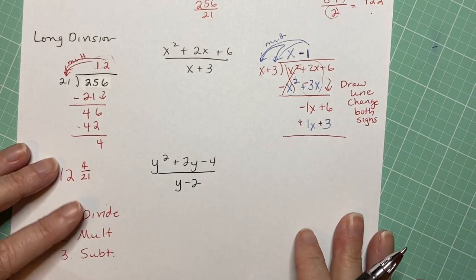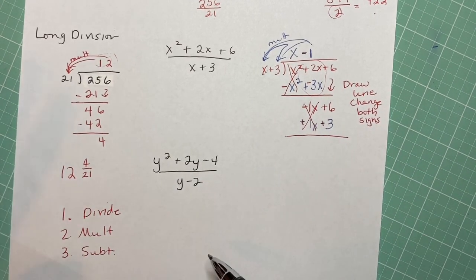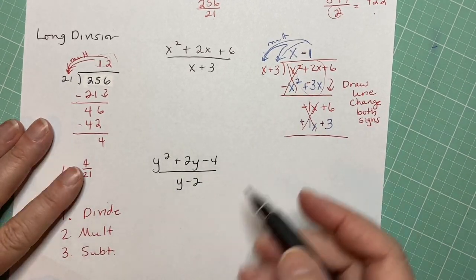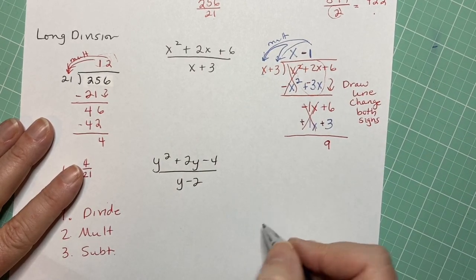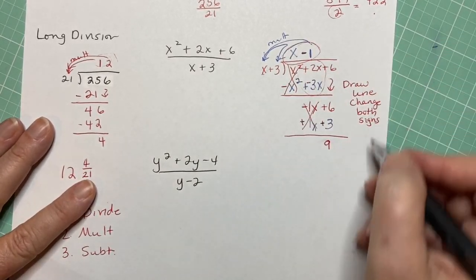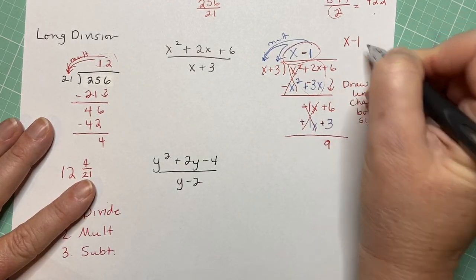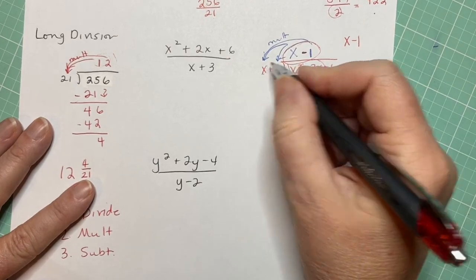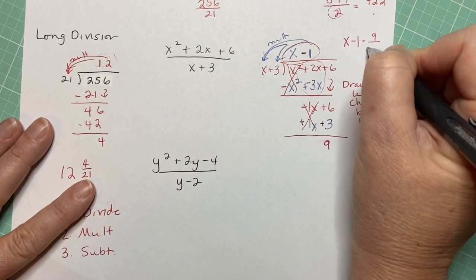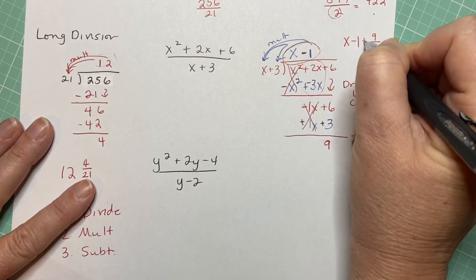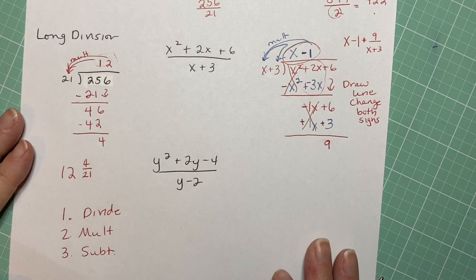They were negative, so now I'm going to make them positive, which means that'll cancel out, and if it doesn't cancel out, you did something wrong there. And then 6 plus 3 is 9. So my answer is what's on top, x minus 1, with a remainder over the divisor. So then it's plus 9 over x plus 3. That's a plus right there. If that was a negative 9, then it would be minus 9 over x plus 3.